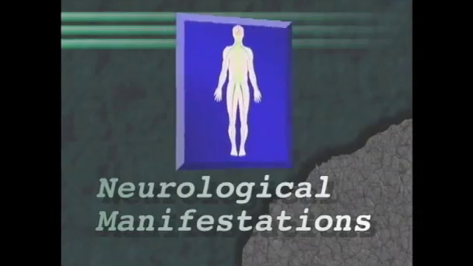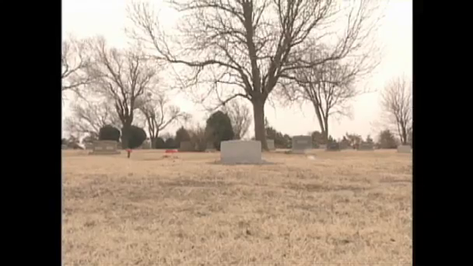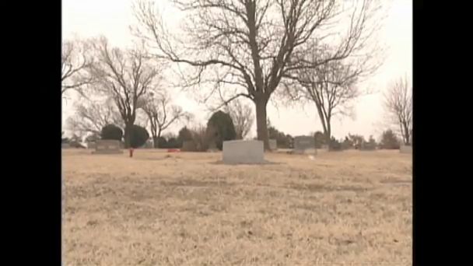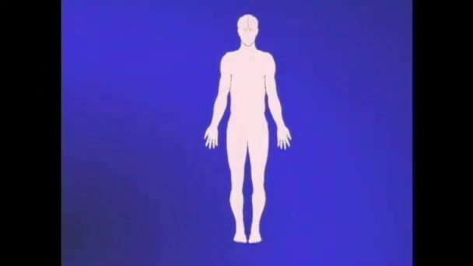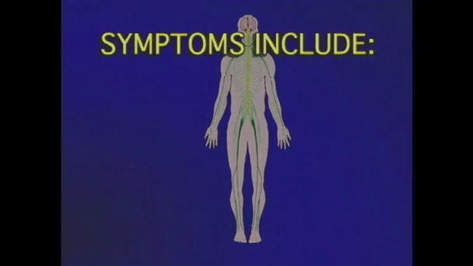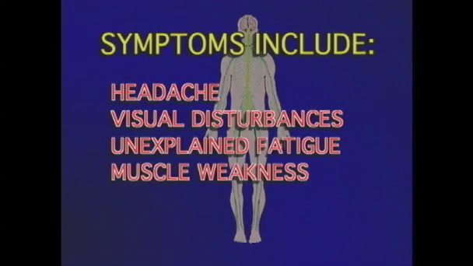Neurological manifestations is another type of decompression sickness. This is a very serious type of decompression sickness and can result in death. It affects the nervous system, including the brain, spinal cord, and peripheral nerves. Some symptoms include headache, visual disturbances, unexplained fatigue, muscle weakness, or paralysis.